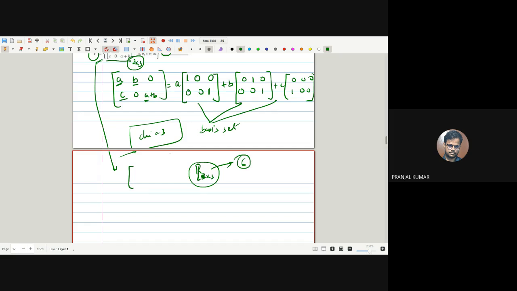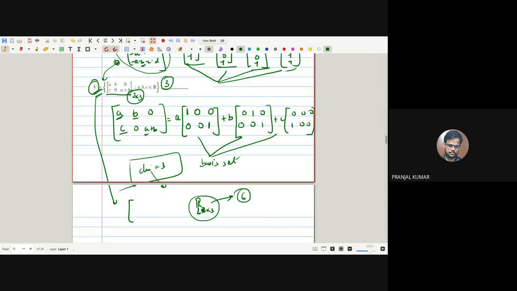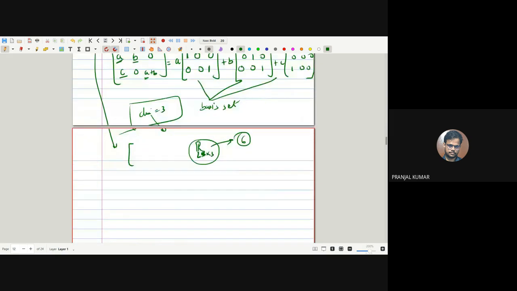So, in that case, you can say that the null space will be 3 because the dimension is 3, right? So, in that case, the null space of this set will be 3. The rank-nullity theorem you can apply like that.